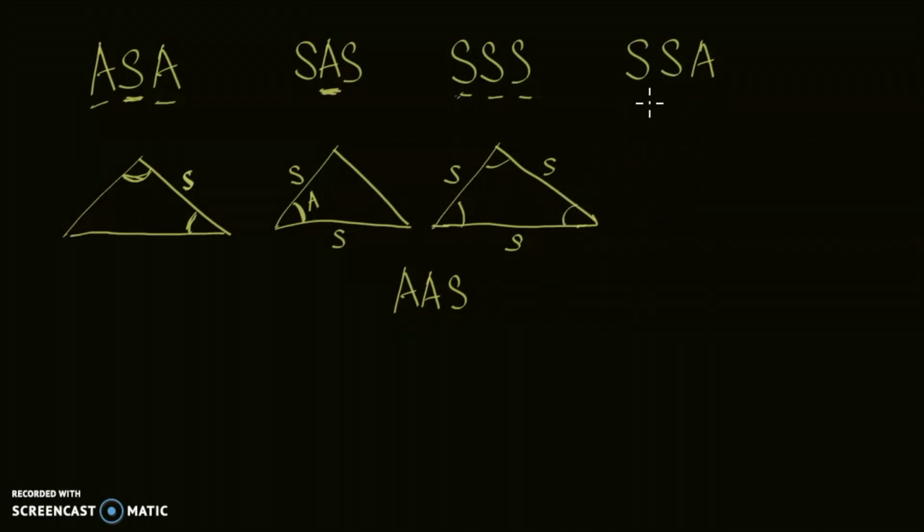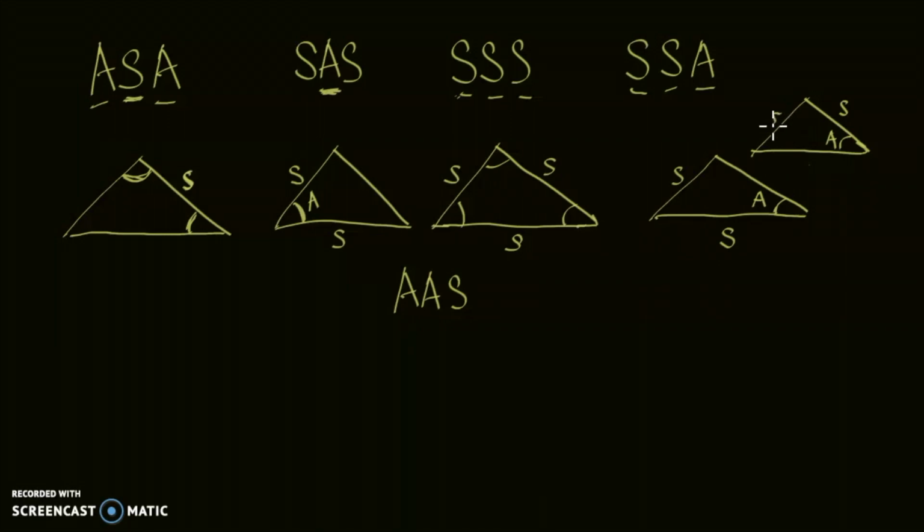SSA represents that there are two sides and one angle, but the angle is not sandwiched between the two sides. So we can have the angle here, perhaps, the angle could be here, A, and we could have the two sides here, or we could also have a triangle with A, and this could be the S and this could be the S. So as long as the angle is not between the two S's, SSA can apply to both these triangles.